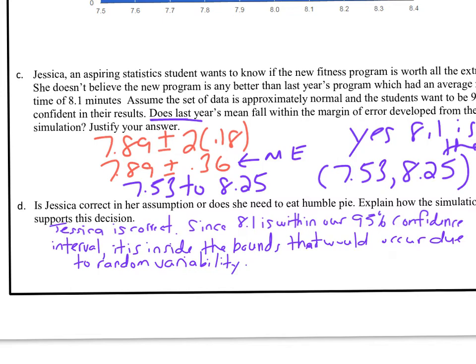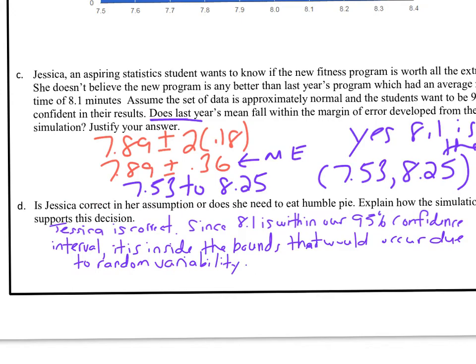And the reason that she is correct in her assumption was that the new program was not any better than the old program. Okay? So, she is correct since 8.1 is within our 95% confidence interval. That means it is inside the bounds that would occur due to random variability.